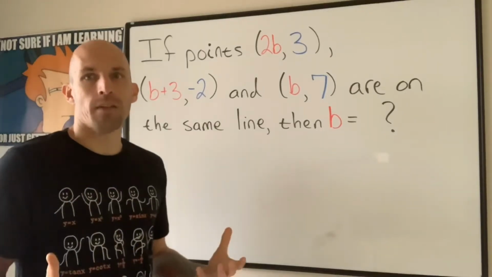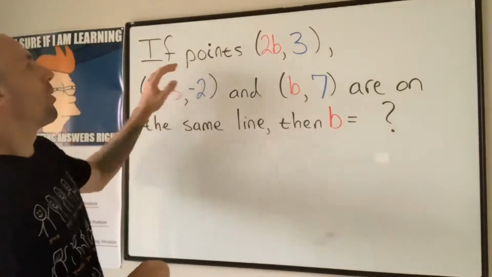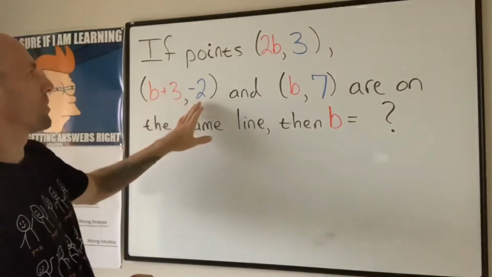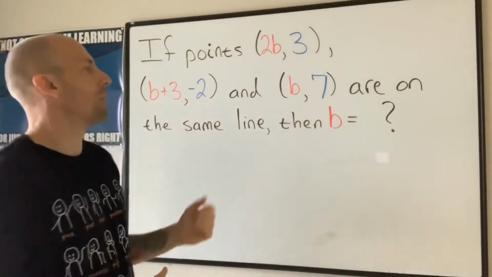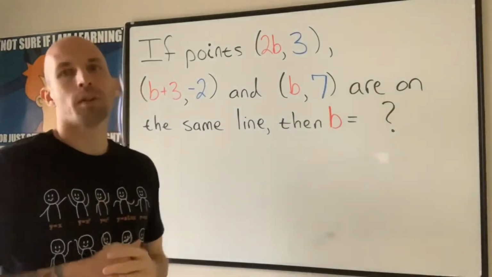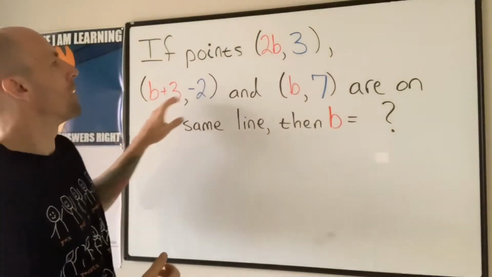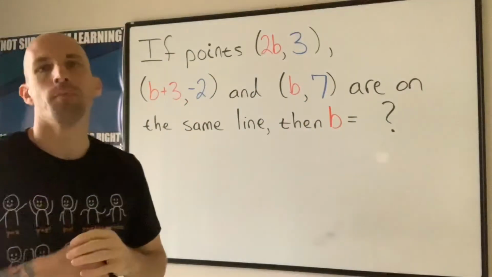Today we've got a challenging version of a simple problem. If points (2b, 3), (b + 3, -2), and (b, 7) are all on the same line, what is the value of b? So I've coded our x value here in red and our y value here in blue.